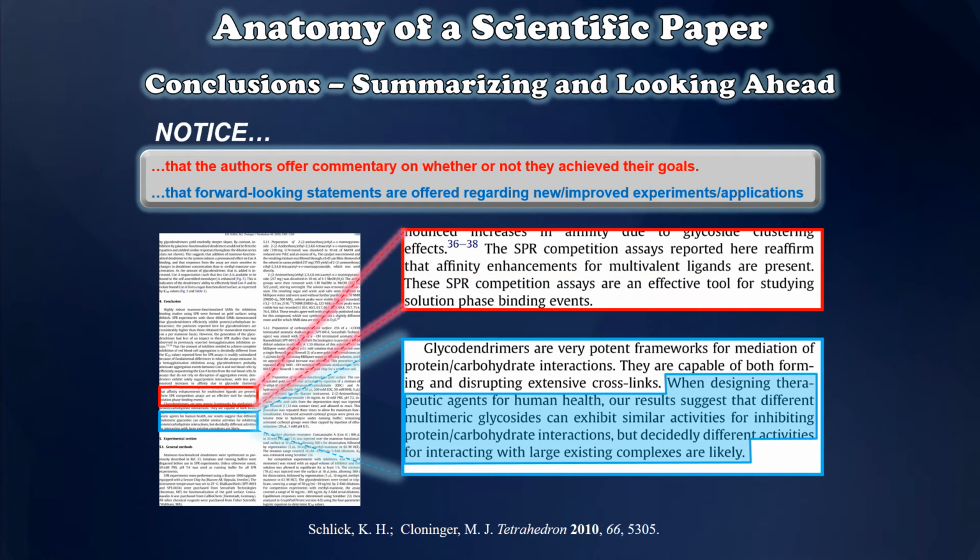Second, they make some forward-looking statements about how their research can be improved, reapplied, or advanced. In this case, citing designing therapeutic agents for human health based upon the results that can be obtained from their assays. These are the two most crucial components of an effective conclusion. First, reflecting on your own work, and second, looking forward at how it can be carried onward for the betterment of mankind.